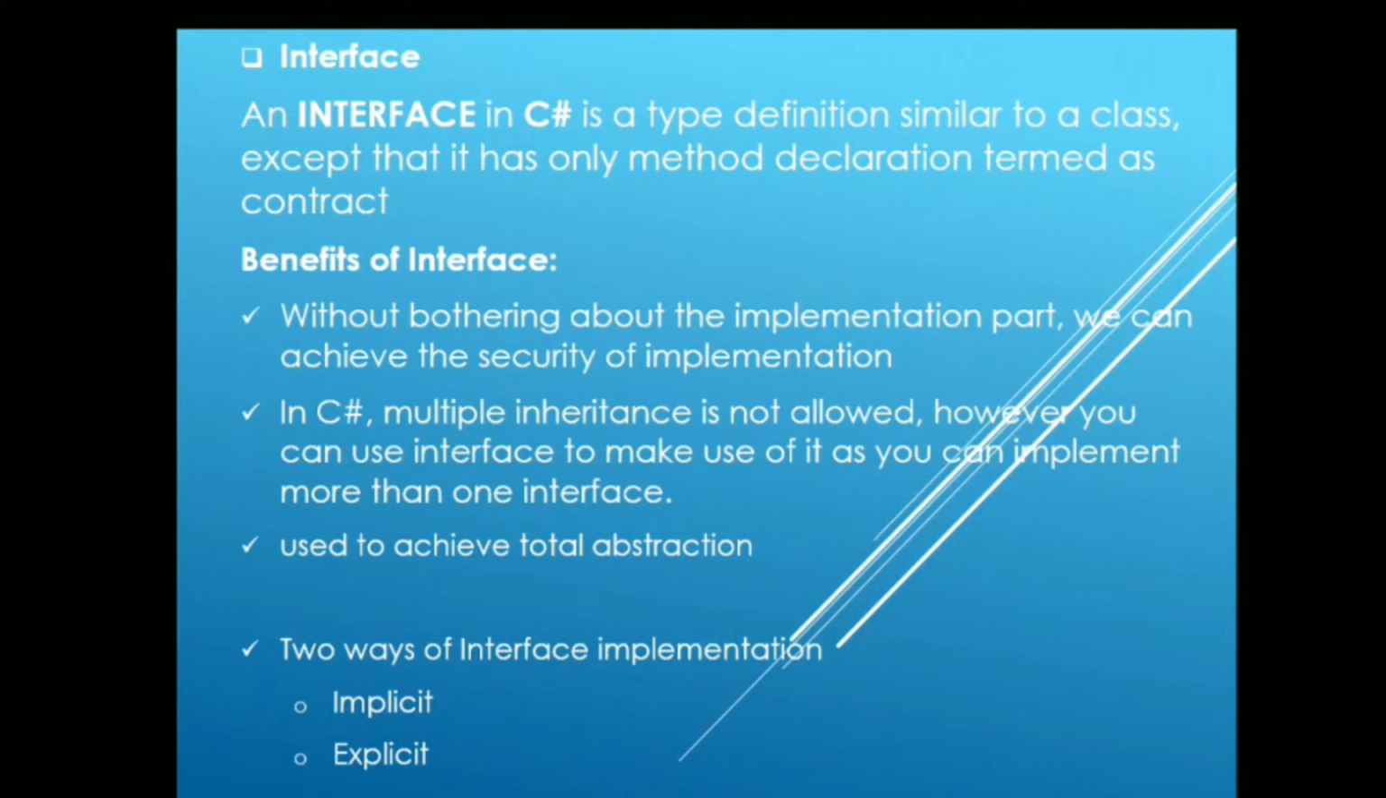Talking about the benefits of an interface: without bothering about the implementation part, we can achieve security of implementation. The second advantage is that in C#, multiple inheritance is not allowed in the case of classes, however, you can achieve it using interfaces, as you can implement more than one interface. The third advantage is that it can be used to achieve total abstraction. There are two ways by which you can implement an interface in the child class. First is the implicit way of implementation, and second is the explicit way of implementation.